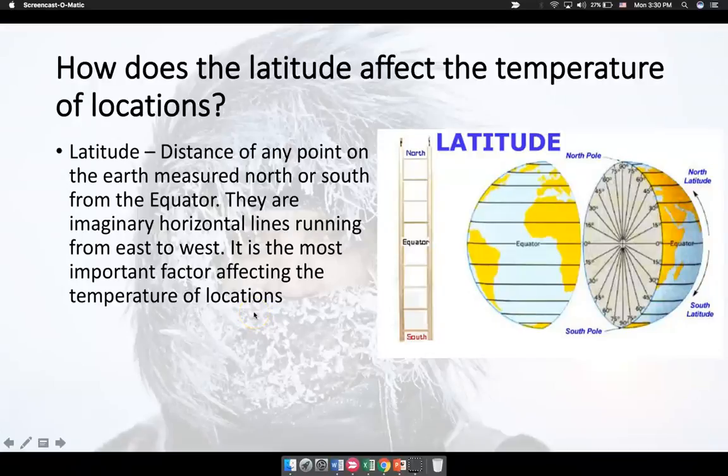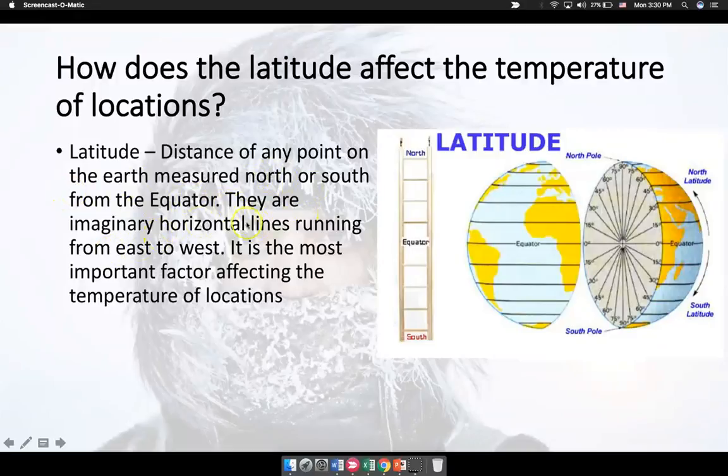Okay, we now move on to the last part about latitude. So how does latitude affect the temperature of locations? First things first, we need to understand what latitude means. Latitudes are horizontal lines that run across the entire Earth, okay? And this is the distance of any point on the Earth measured north and south from the equator.